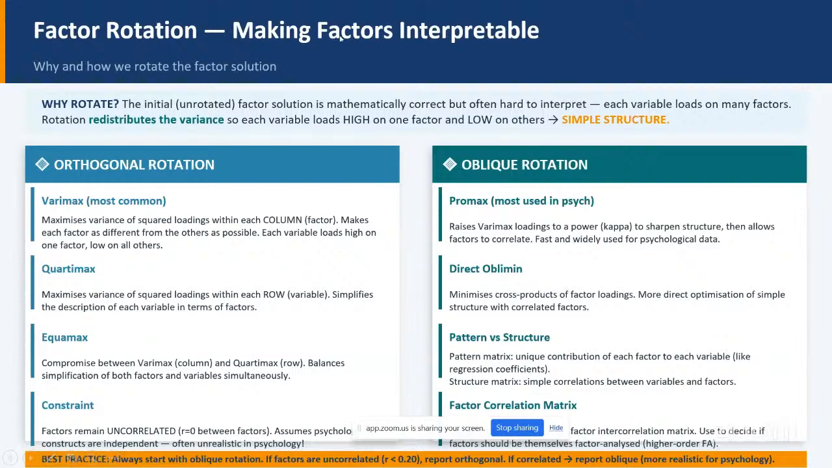So these are the factor rotations. What is the concept of rotation? Why do we rotate? The initial unrotated factor solution is mathematically correct but often hard to interpret, right? Each variable loads on many factors. Rotation redistributes the variances so that each variable loads high on one factor and low on the other factors. This is the main structure.